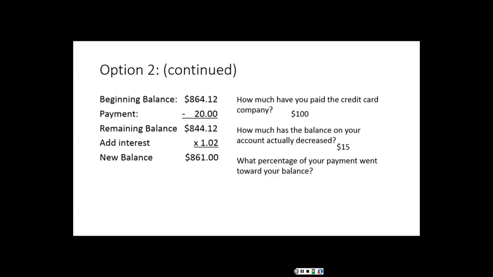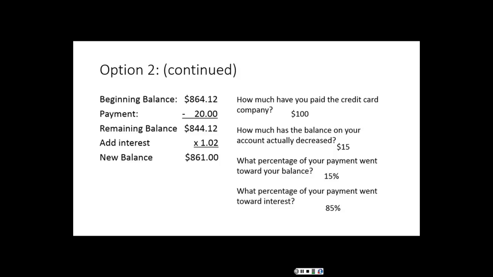So what percentage of my payment went toward the balance? Well, 15 out of 100, I don't need a calculator for that. 15 out of 100 is 15% of the money that I spent to the credit card company went toward my bill. 85% of the money that I sent to the credit card company, $85 out of every 100, went toward interest. That's just free money for the credit card company. So even if you don't have $876 to mail in a check right now, I think we could do better than that.